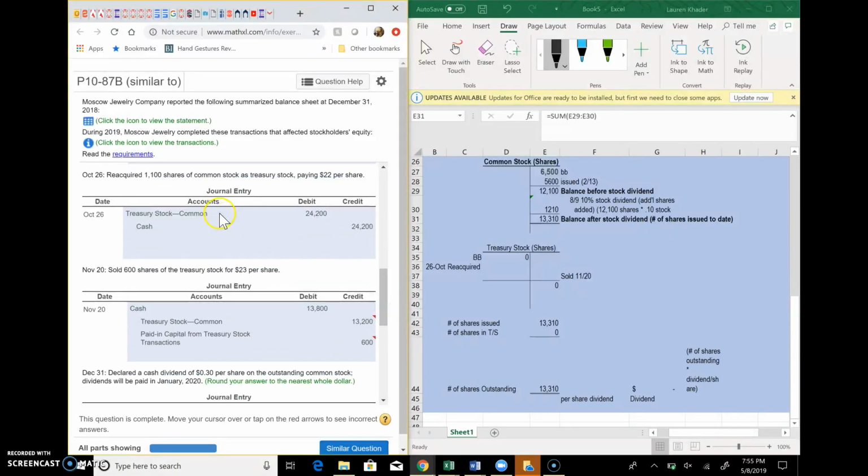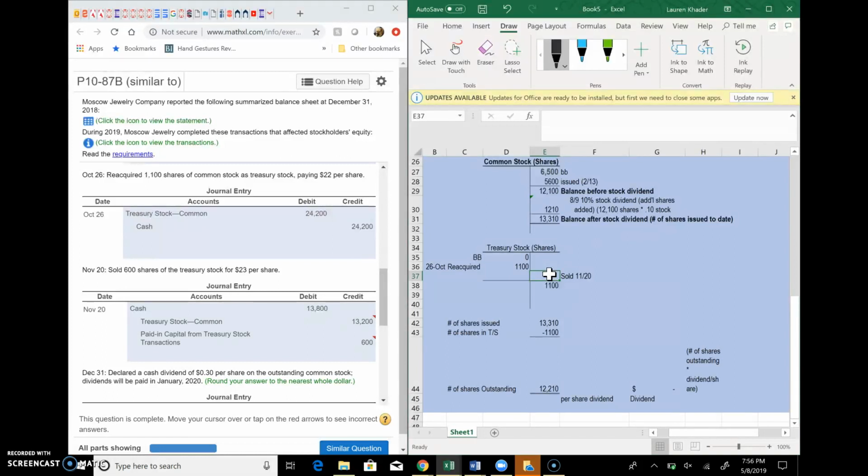For October 26th, they reacquired 1,100 shares as treasury stock. So now we're taking them off of the open market, and now we're going to hold them as a company. And treasury stock has a normal debit balance. So when we reacquire shares, it increases the treasury stock with a debit. So 1,100 shares are going to be added in the treasury stock account. So notice they're still issued, but now we're reducing the number of outstanding shares.